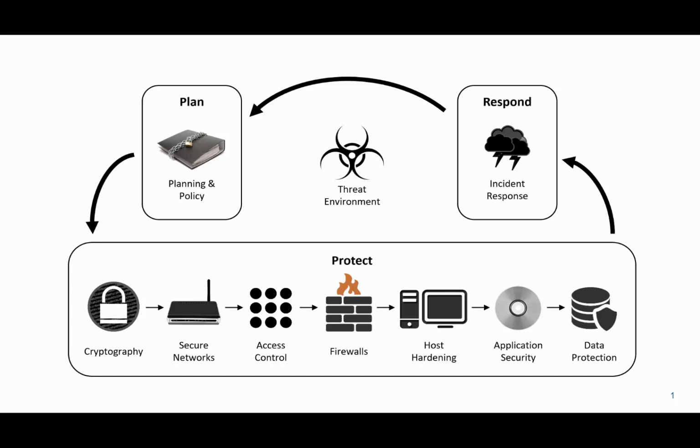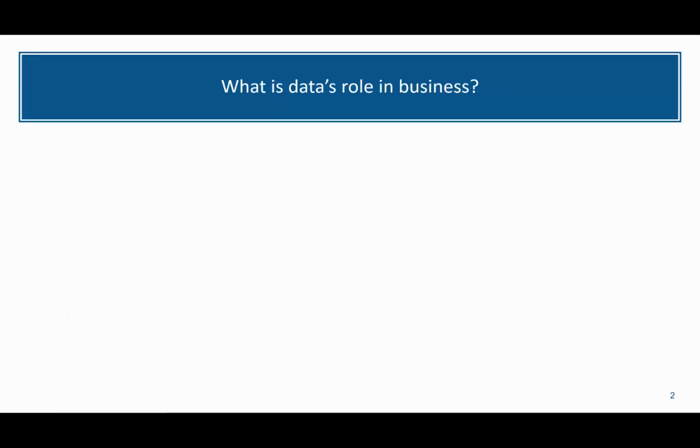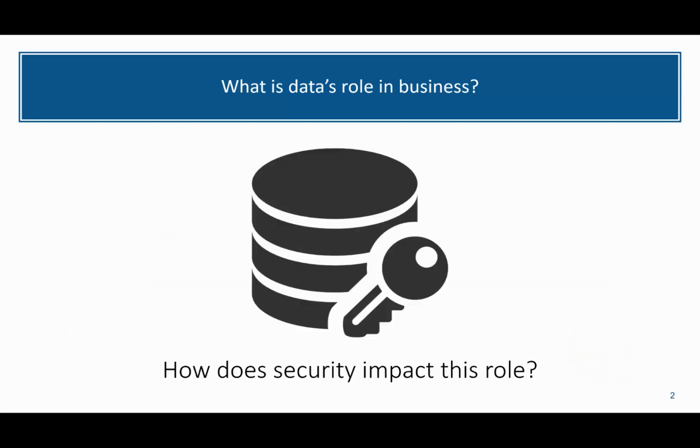In this video, we're going to go over data protection as it relates to the plan, protect, respond cycle. So what is data's role in business, and how does security impact this role? Data is very critical to any business that operates today. If it is compromised at all, it could mean drastic consequences for an organization, such as loss of brand image. It could lead to a loss of customers, and so it's vital that we protect our data in a business.